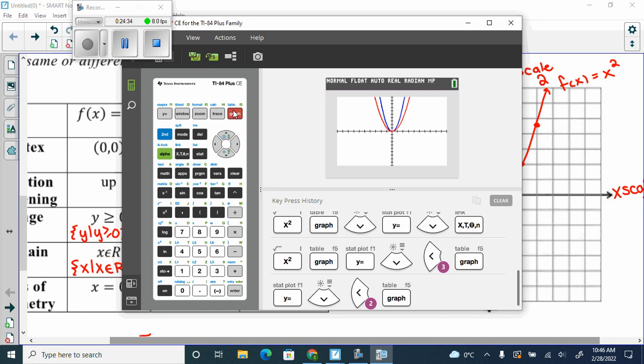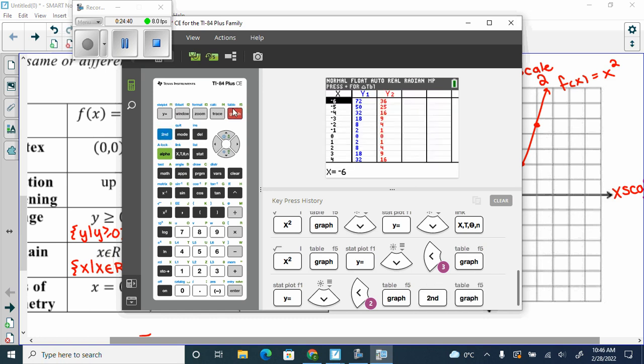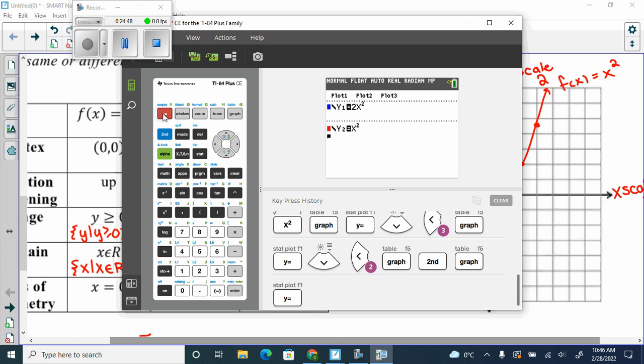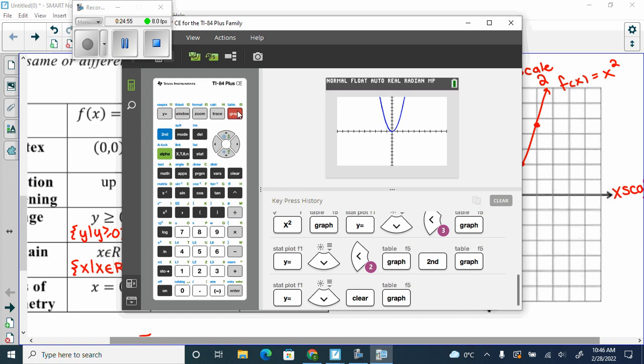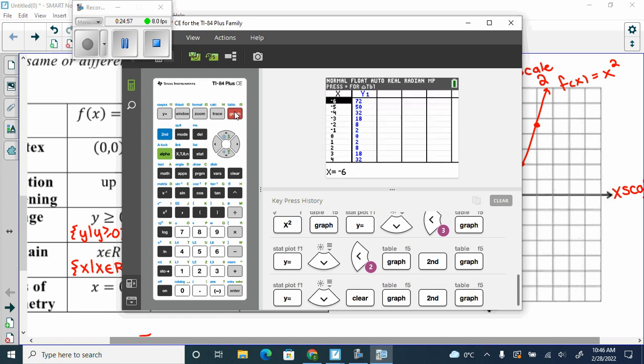Okay? So we're going to clear out the y. If you just watch, don't do this yet. If I go second table, it's going to give me table values for both. So this x stays the same, but it gives me the y's for the first one or the y's for the second one. It's slightly confusing. So what I'm going to do is just take out my x squared. That's why I put it second. I'm going to press clear. And now I'm going to press graph, and now I just have the 2x squared. So I go second graph. Now I can pull values off of it.